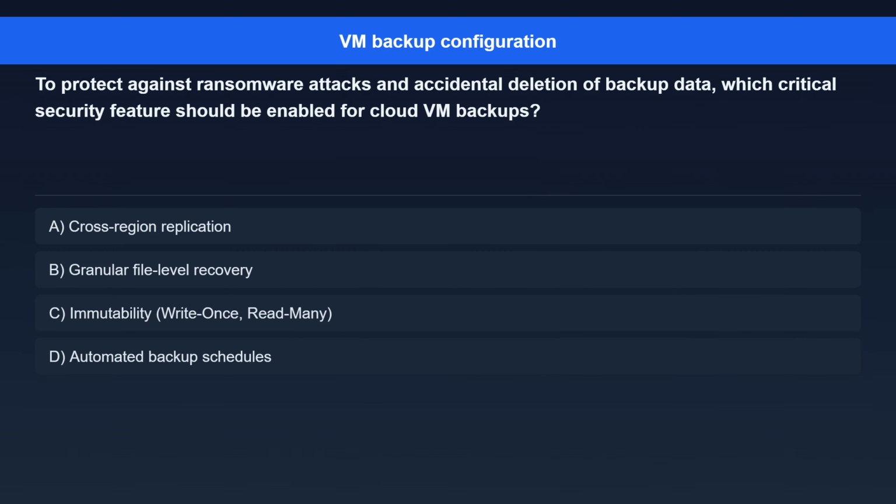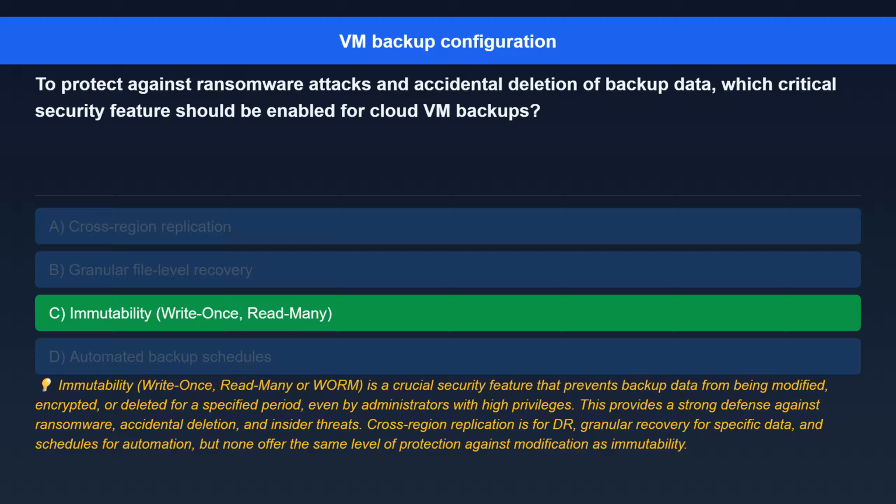Question 9. To protect against ransomware attacks and accidental deletion of backup data, which critical security feature should be enabled for cloud VM backups? Option A. Cross-region replication. Option B. Granular file-level recovery. Option C. Immutability, write once, read many. Option D. Automated backup schedules.